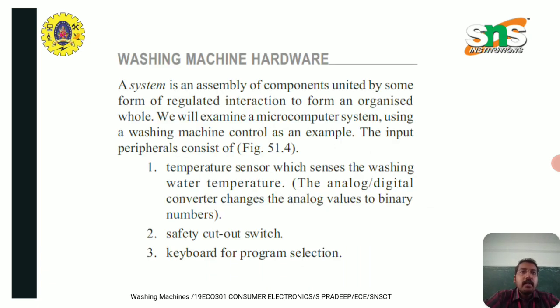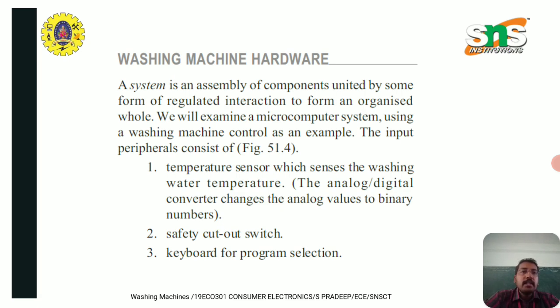Washing machine hardware. A system is an assembly of components united by some form of regulated interaction to form an organized whole. We will examine a microcomputer system using a washing machine control as an example.